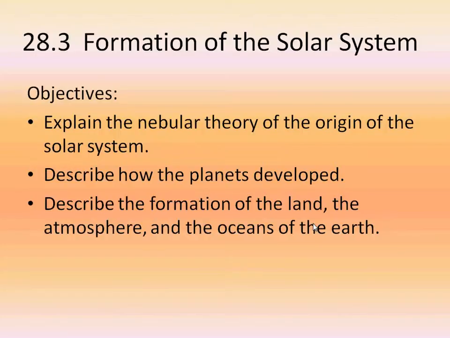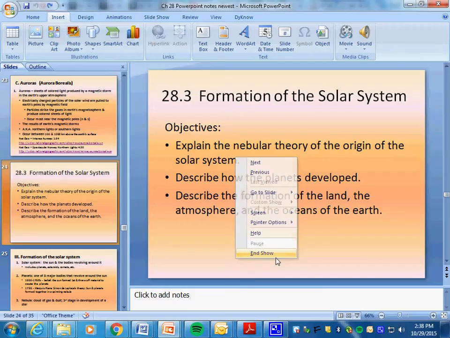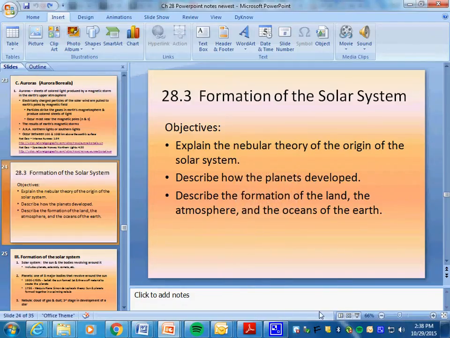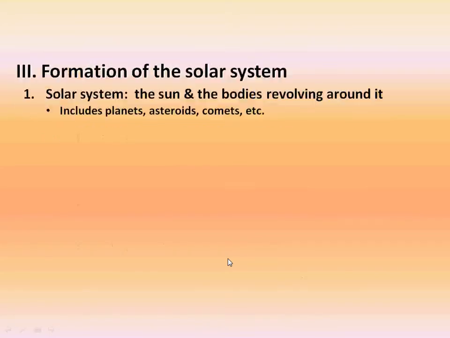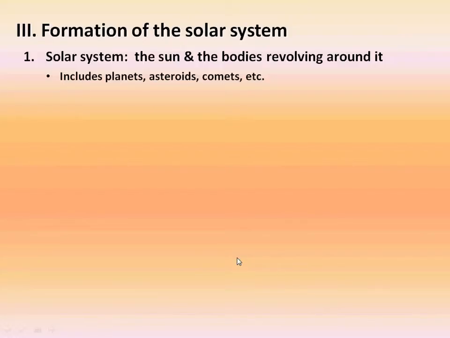Second, you're going to be able to describe how the planets are developed. Third, describe the formation of the land, the atmosphere, and the oceans of Earth. Pretty straightforward. I think you'll be able to do it real quick. So let's make it happen. Here we go. Number 1, formation of the solar system.